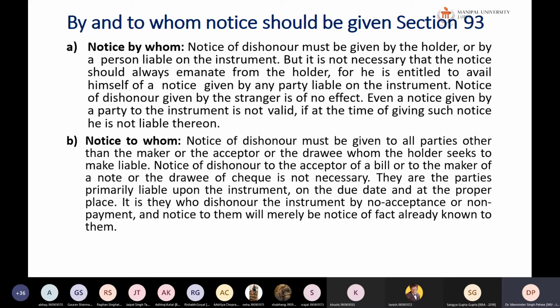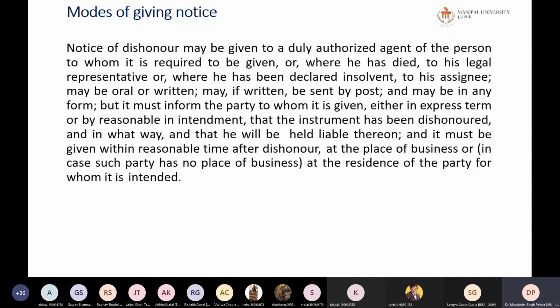So notice has to be given to those people who do not know about it. Those who already know, who have intentionally made a mistake or dishonored the instrument, if we notify them, it will be just like giving a notice to someone who already knows the thing. That's why notice should not be given to the maker of the check or the drawee who is the acceptor. Okay, except them, everyone is entitled to get the notice.